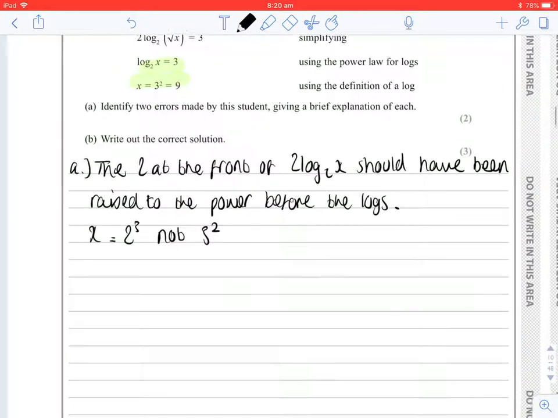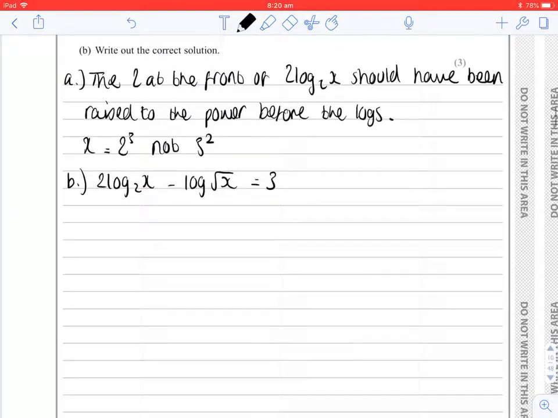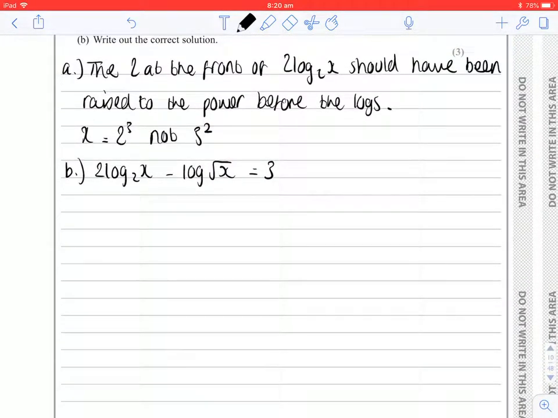So our equation is going to be 2 log base 2 of x minus log base 2 of root x equals 3. So the first thing I'm going to do is I'm going to raise the 2 to the power. So log base 2 of x squared minus log base 2 of x to the half is equal to 3.